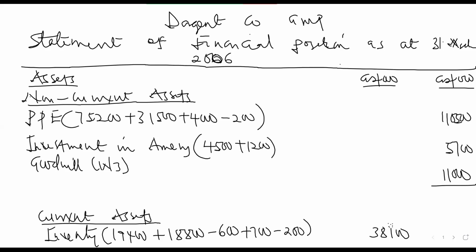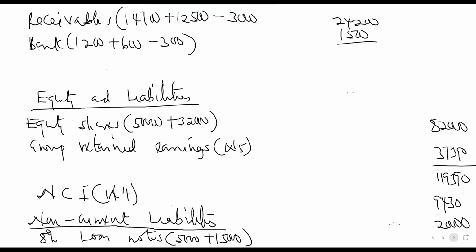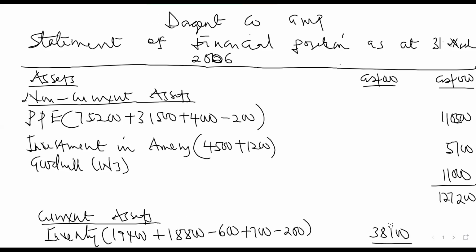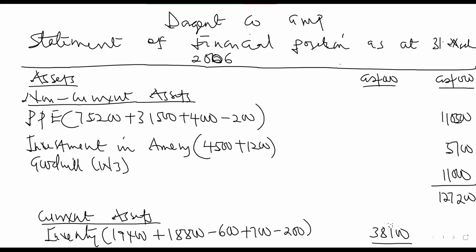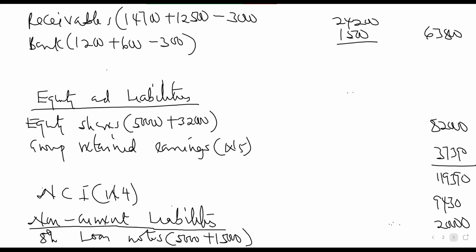Plus 5,700 plus 11,000. 127,200. Okay. So 38,100 plus 24,200 plus 1,500. You'll be having 63,800 plus 127,200. 191,000 total assets.